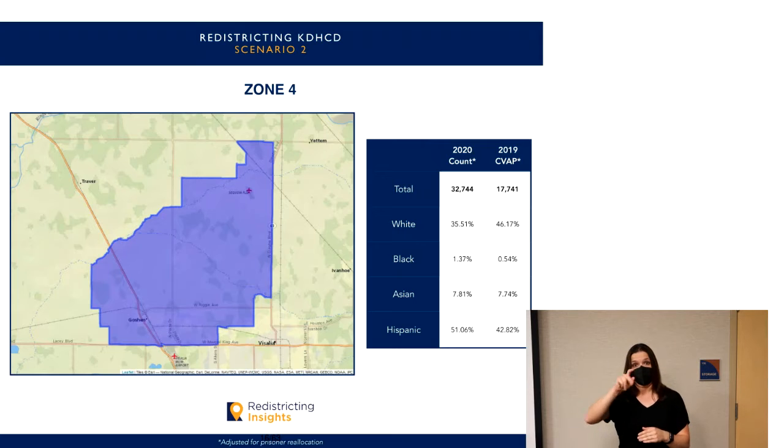All right. So scenario 2, we will start by looking at this Northwest District, which is labeled District 4. So this one has a deviation. It is slightly under. So you can see that this one takes in Goshen and then goes down to 198 as its southern border, and then comes in and takes in part of the northwest part of Visalia. This one is 42.82% Hispanic CVAP.